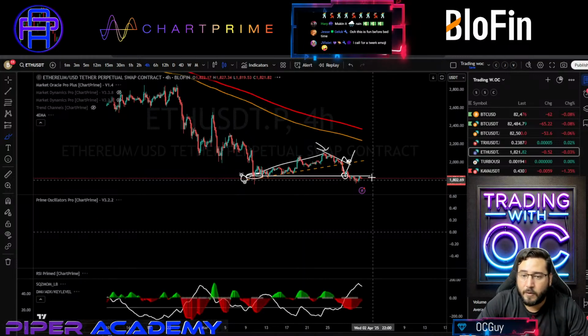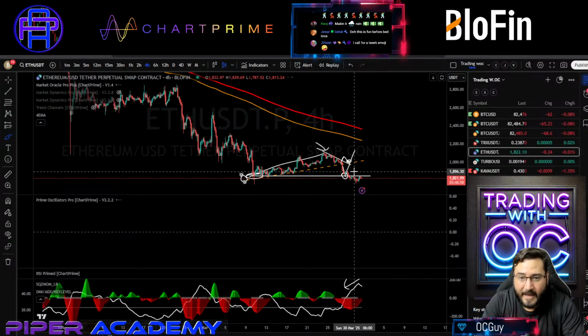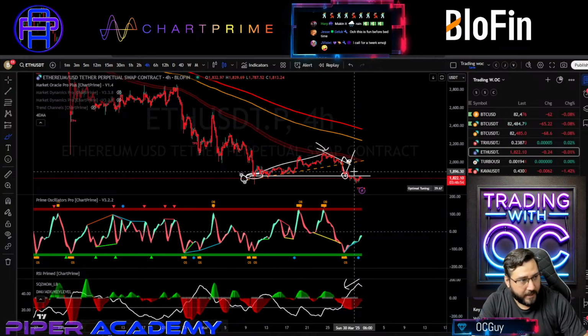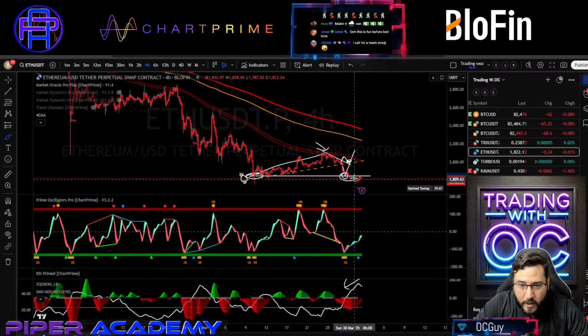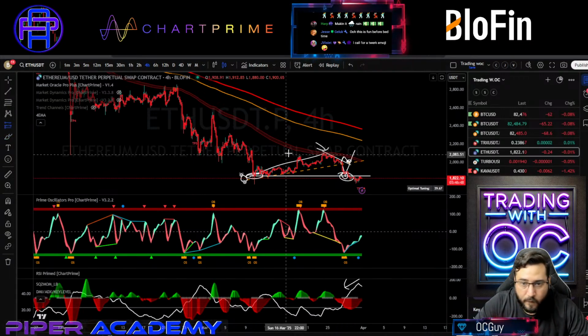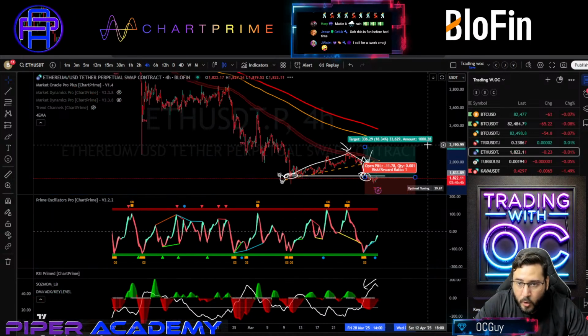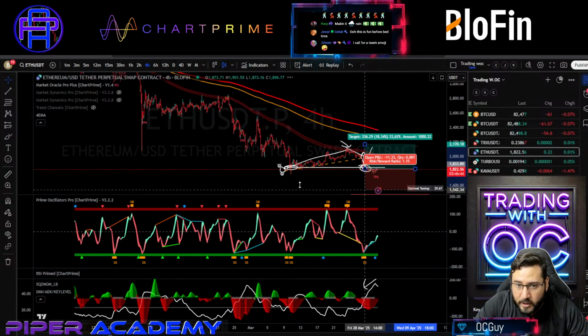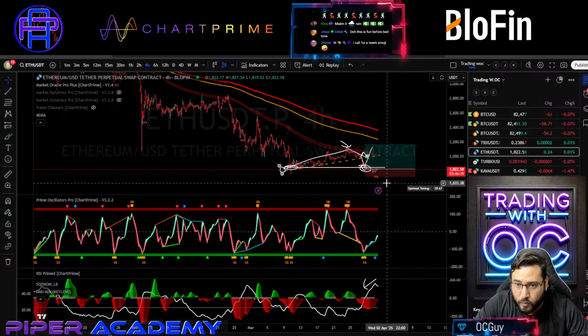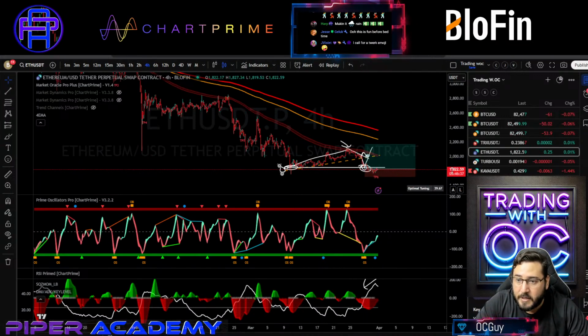Let's take a look at Ethereum, because in Ethereum we did get an entry call, not only here but also in the Piper Academy, right? Remember what we were waiting for, this area. How do we calculate our stop loss? Let's go for a long position. For our entry area, we look for the previous meaningful low right there, and then we add our wiggle room, right?